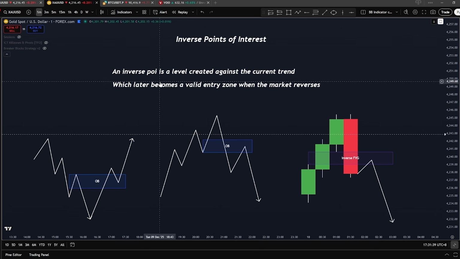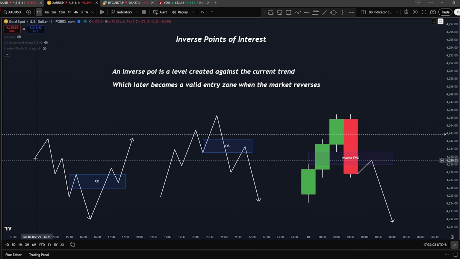An inverse point of interest is a level created against the current trend, which later becomes a valid entry zone when the market reverses. Now, in simple form, this means that your points of interest that is currently used to help push price lower or higher will fail. You can use that as a flip zone. Let me give you a few examples right here.